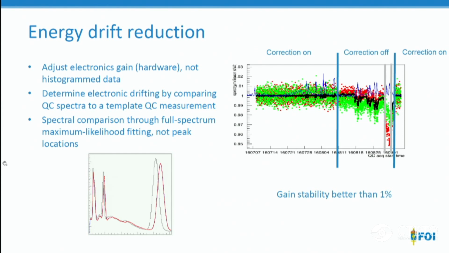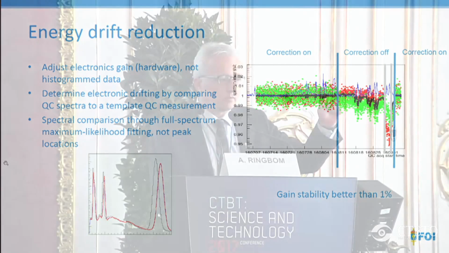You can see here what happens when we have the correction on, and then we shut it off, and we even provoked a little bit of drift using an office desk lamp to heat it up. You can see the drift. And then when we turn on the correction again, you get a stable energy scale.